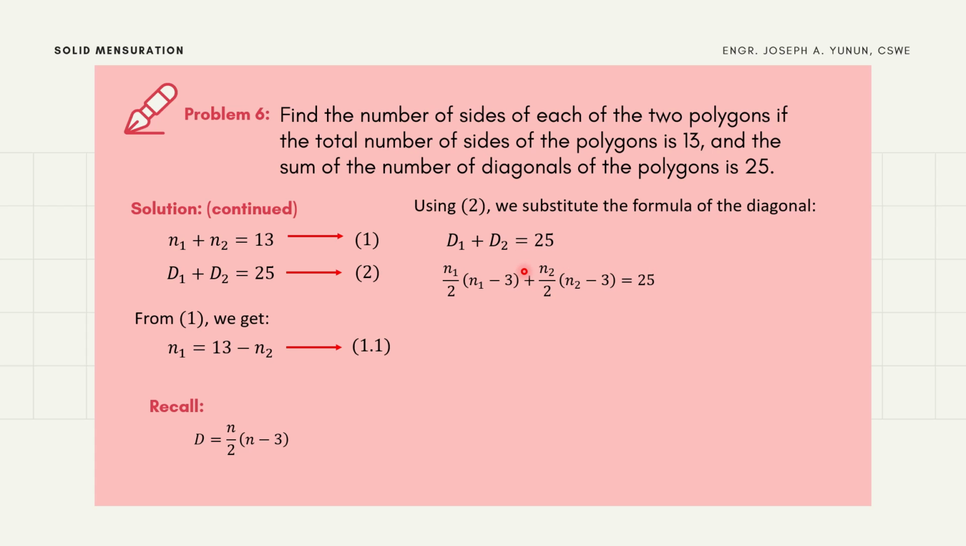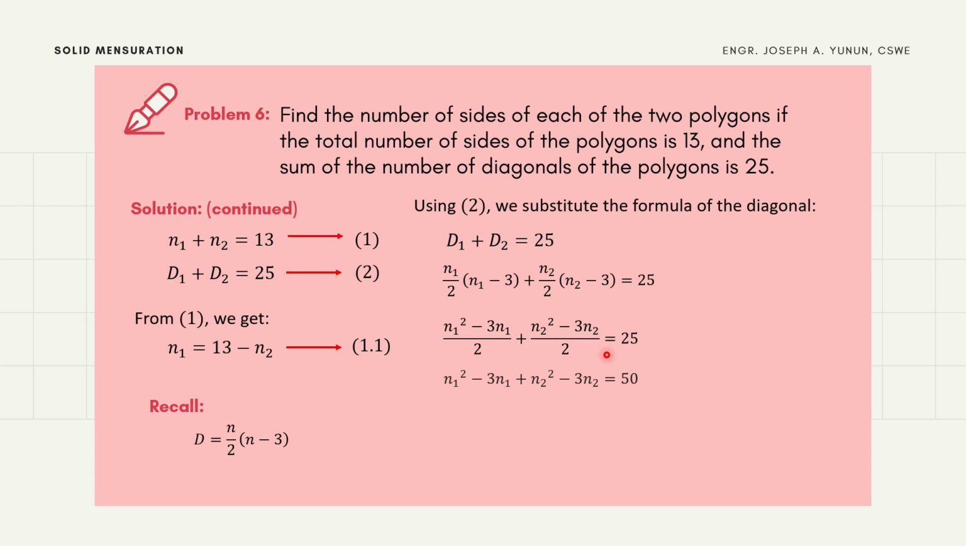Now moving forward, simplifying the given equations. This can be multiplied, shown here. So n1 squared minus 3n1, then denominator of 2, plus n2 squared minus 3n2 all over 2 will still be equal to 25.